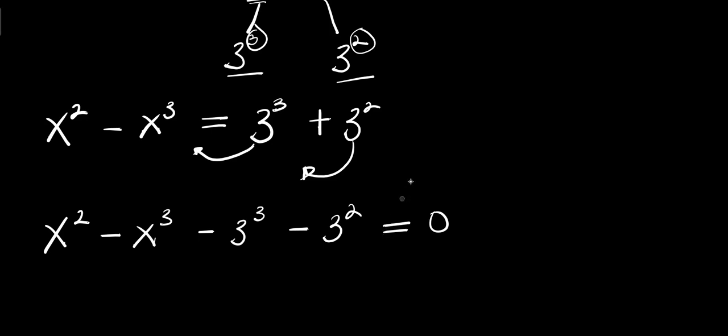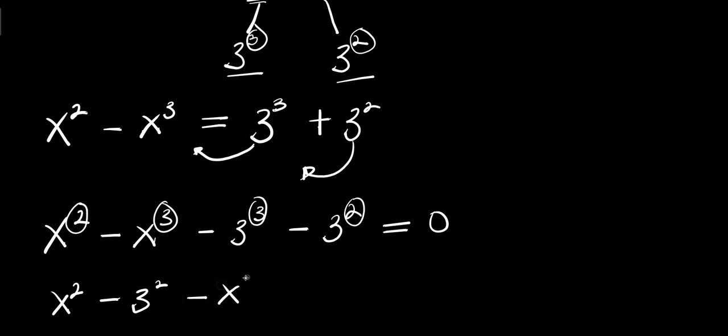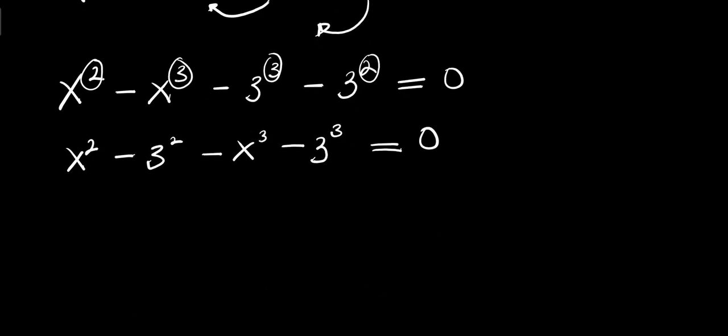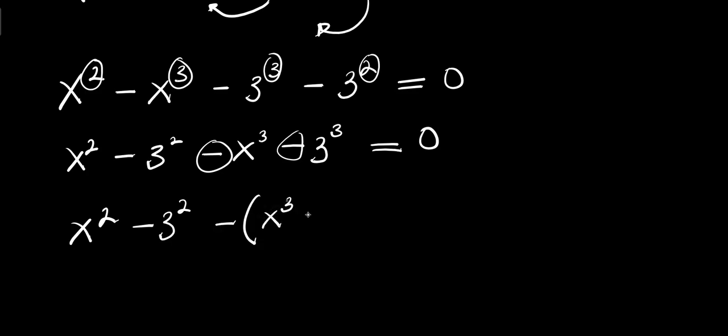So next step will be to group them. Power 2 to power 2, power 3 to power 3. So let's start with 2. That means we have x power 2 minus 3 power 2 minus x power 3 minus 3 power 3 equals 0. From here, I can have x power 2 minus 3 power 2 minus, factor out 1, this is x power 3 plus 3 power 3 equals 0.